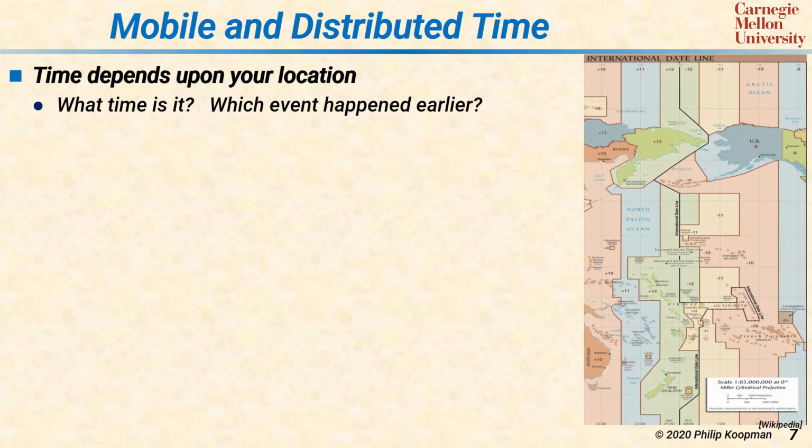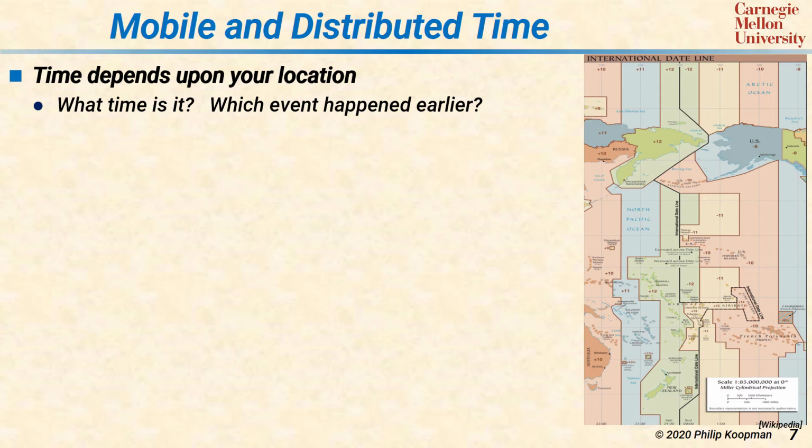Mobility and distributed systems present another challenge for time. If the time depends upon your location, then asking what time it is requires knowing where you are, or if you have multiple systems, where each one is. A lot of times you need to answer the question which event happened first, and if the two systems are in different locations or the two systems are moving, then it can be kind of difficult just looking at local date timestamps to figure out what happened.